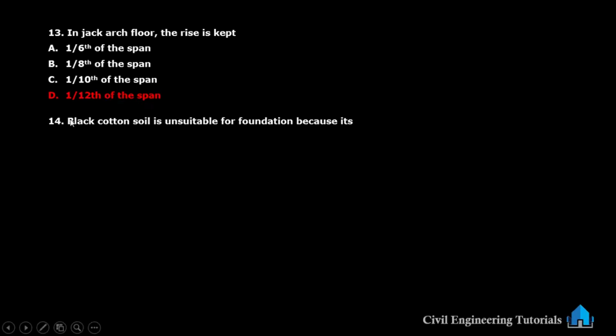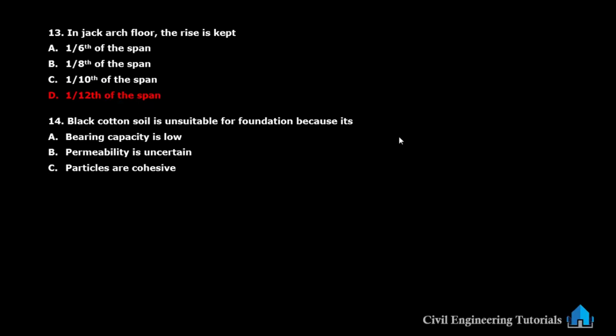Next, black cotton soil is unsuitable for foundation because its option A, bearing capacity is low, option B, permeability is uncertain, option C, particles are cohesive, option D, property to undergo a volumetric change due to variation of moisture content. So the answer is property to undergo volumetric change due to variation of moisture content.